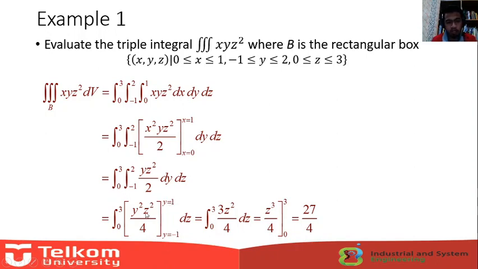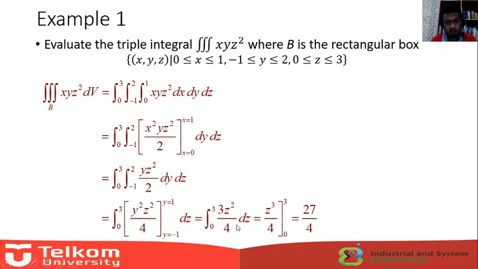Then we input here. When we input y equals 2, the result is 2 square over 4 times z square, which gives z square. If we input minus 1, then minus 1 square times z square over 4 gives z square over 4. So z square minus z square over 4, then the result is 3 over 4 z square.